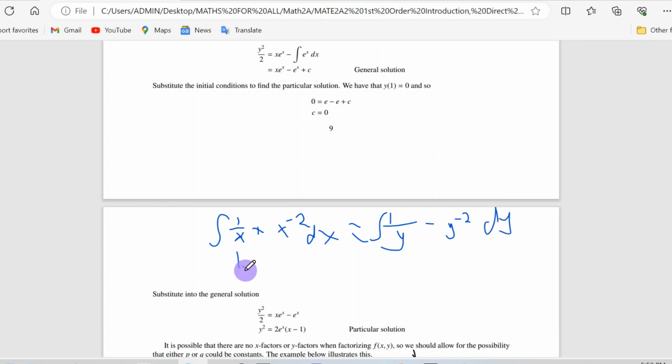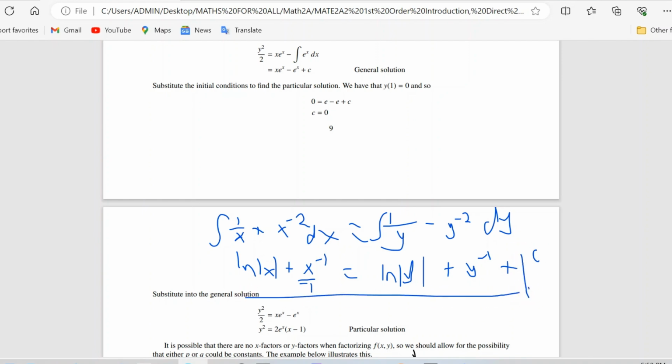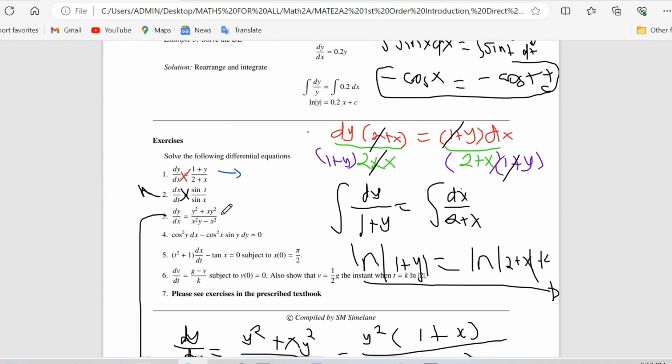Then we integrate in x: ln x plus x to the power negative 1 divided by negative 1 is equal to ln y, then plus y to the power negative 1 plus c. This is how the final answer should be.